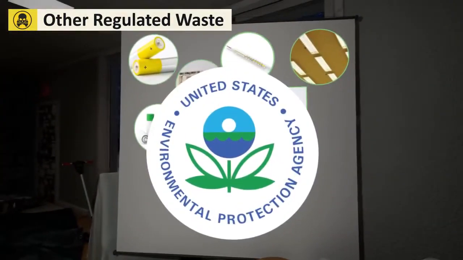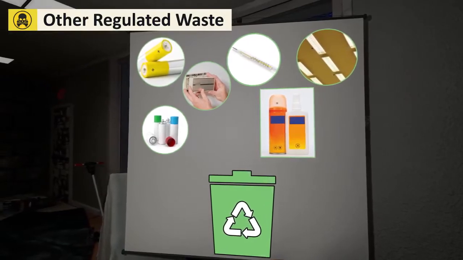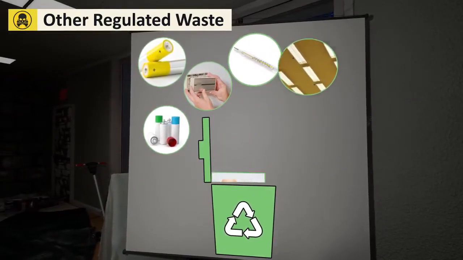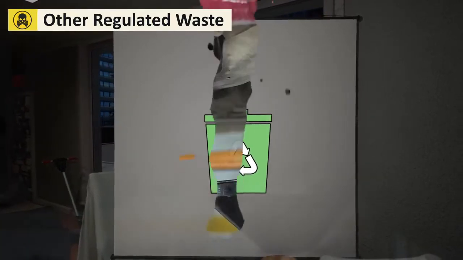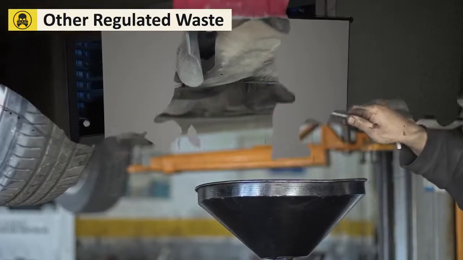The EPA created the Universal Waste Rule to encourage recycling and proper disposal of these common wastes by making it easier to do both through regulations that are less stringent and more streamlined.